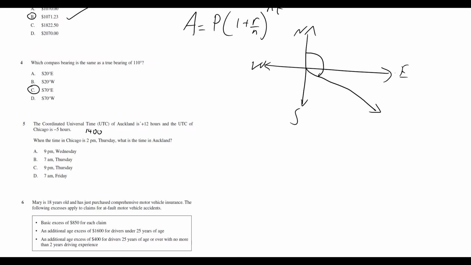Okay. All right, so now what's the actual difference? It's going to be from 12 down to minus 5. So that's a difference of 17 hours. So Auckland is 17 hours ahead of Chicago. So if it's 2 o'clock or 1400 on Thursday, what is the time in Auckland? Well, we don't actually need to worry about the numbers here because we know if it's 17 hours ahead, it's clearly going to be on Friday. And our only option here with Friday in it is going to be part D, 7 a.m. Friday.